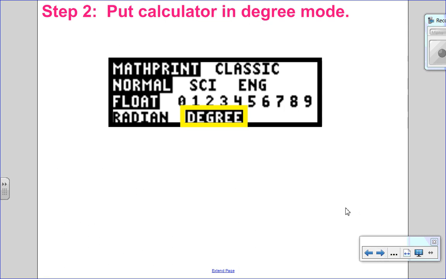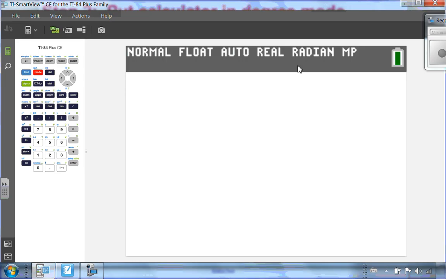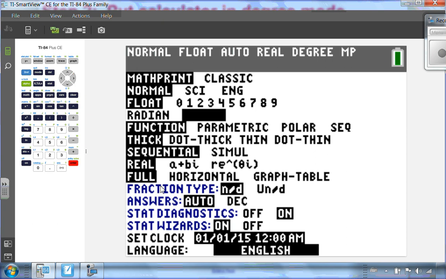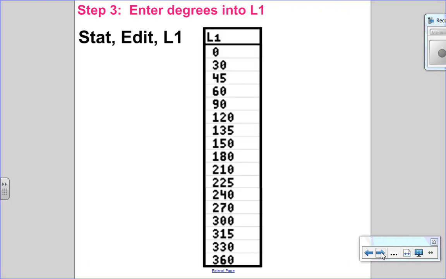Okay, step number 2, get my graphing calculator ready in degree mode. So when you reset your calculator, it automatically goes back to radian mode. So we have to go into the mode, and we're going to go down to radians, go over to degrees and press enter to highlight degrees. Now I can see at the top I'm in degree mode. Okay, step number 2 done.